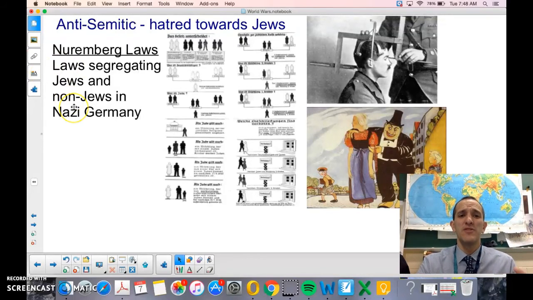Also, it kind of says who is a Jew and who isn't. So if you have any Jewish ancestry, you are considered to be Jewish. You might not practice Judaism. You might be Christian, but if your family has Jewish blood, you are Jewish.